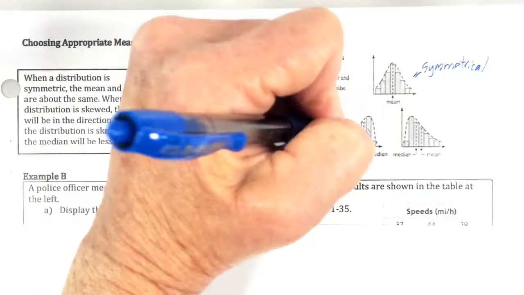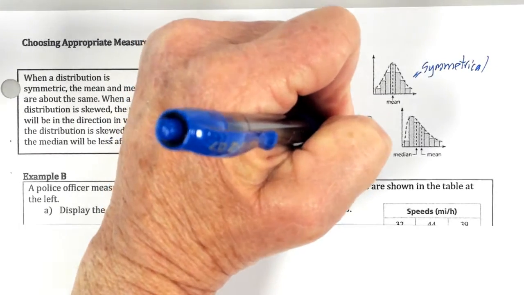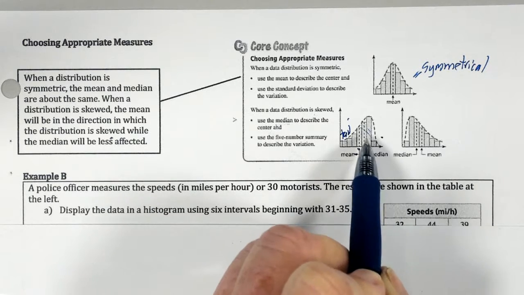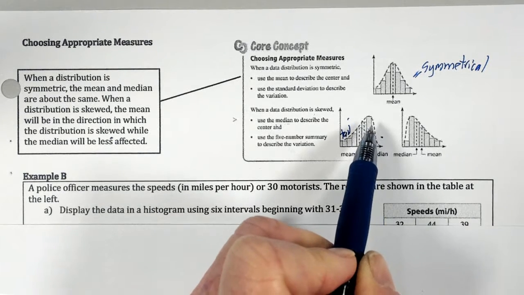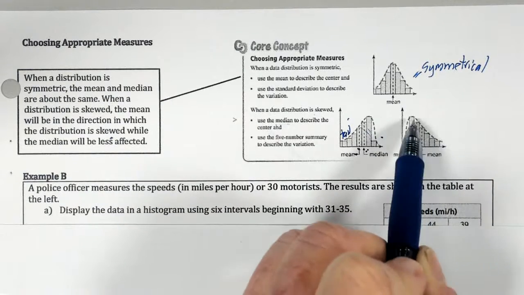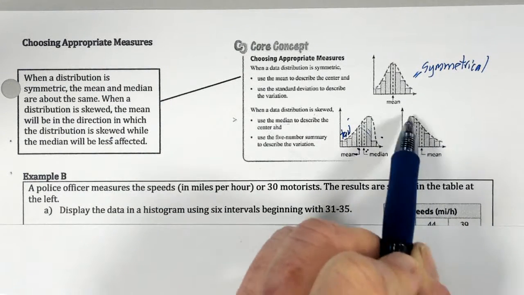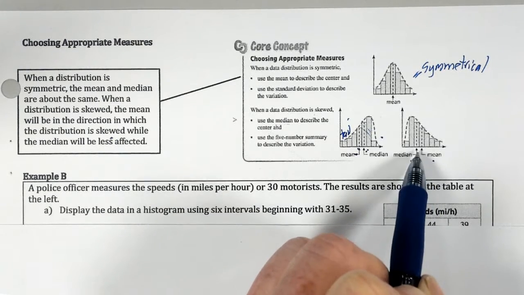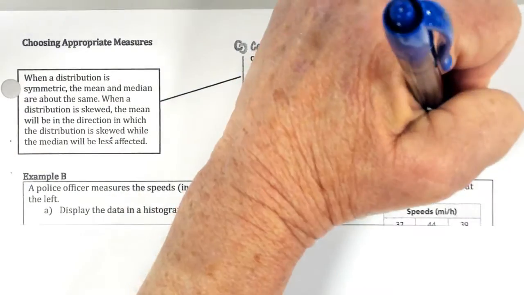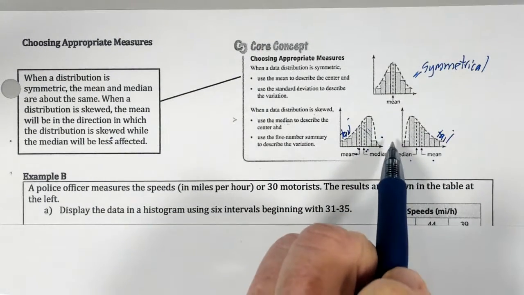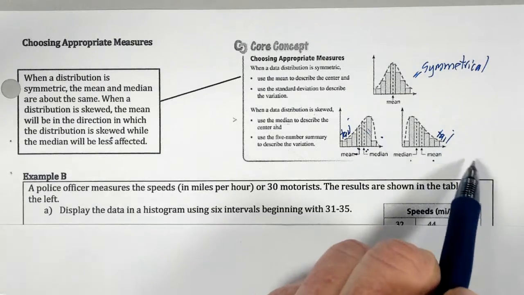So this is my tail. Remember, this is my tail. And most of the data is on the right. Therefore, my distribution is skewed left. Same thing here. Most of my data is in this area right here. Notice where the mean is located. The median is right here. This is the tail. And if most of my data is on the left, then this is skewed right.